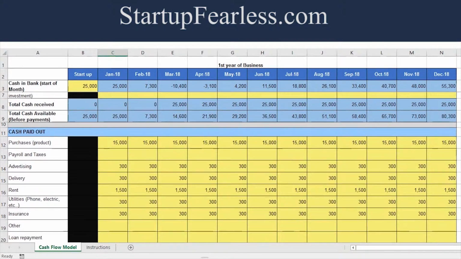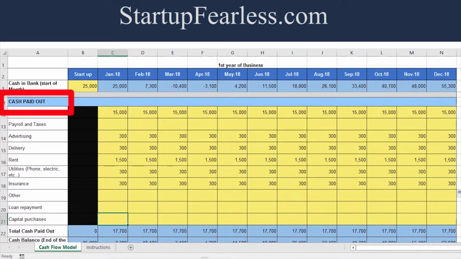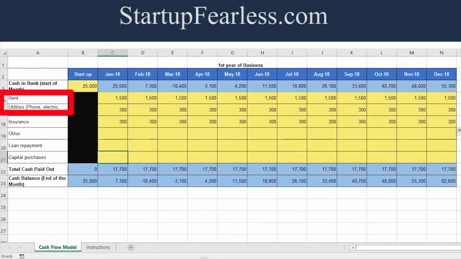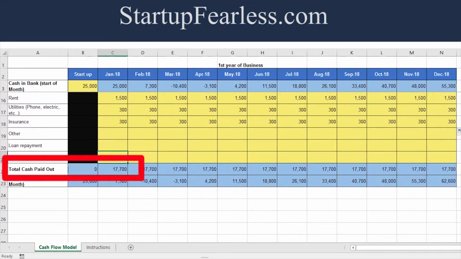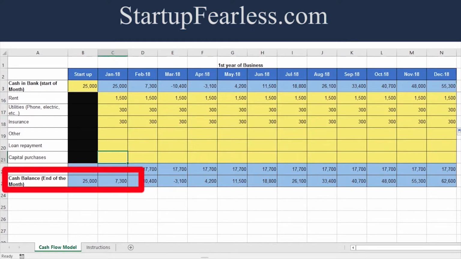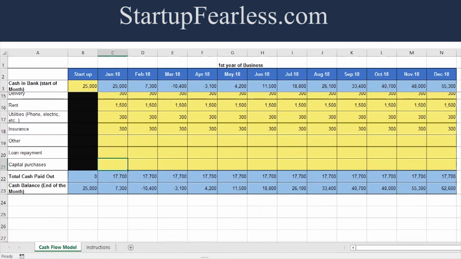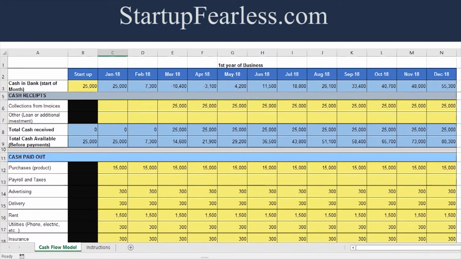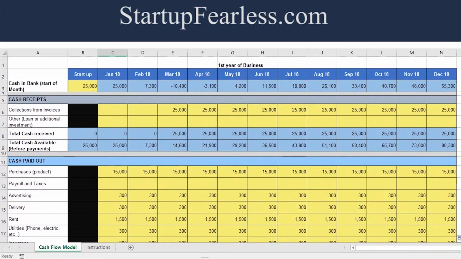When we move down to the line where it says our cash paid out, we know from our equipment purchases and all of our monthly costs, our total for that month is $17,700, and then the balance, the difference between what we paid out versus what we had on hand at the beginning of the month, is $7,300. So that first month, after paying all of our bills, we have $7,300 left. That $7,300 at the end of the month gets moved up into the next month to be the beginning of the month balance for February.